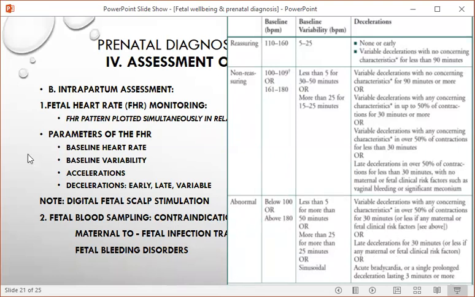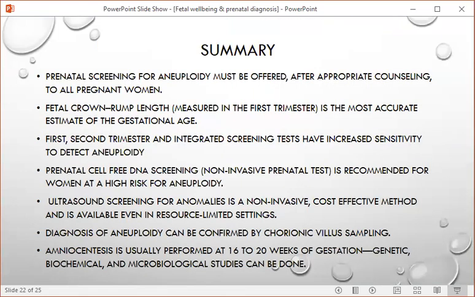And also we can take the help of fetal blood sampling, to see the pH of the fetal blood sample to know the degree of the hypoxia. So what are the maternal contraindications? Usually maternal to fetal infection, if the risk of maternal to fetal infection is there, or if the fetus is having any bleeding disorders, which is a contraindication.